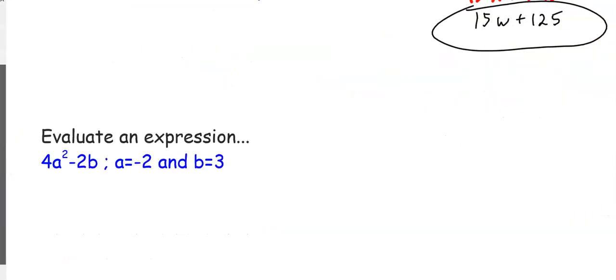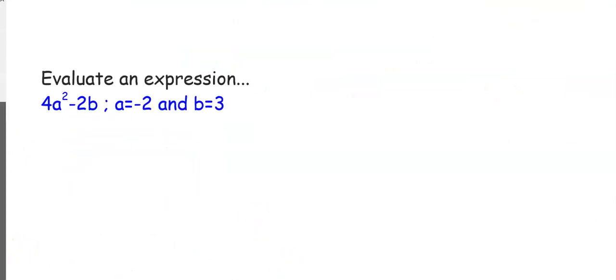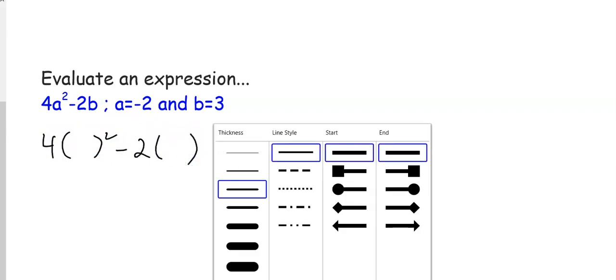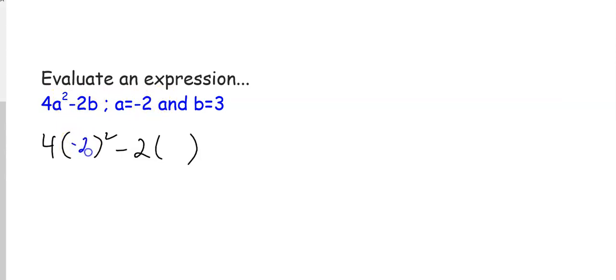And sometimes we have to evaluate expressions. So let's try to evaluate that. It's really important when you do this that you substitute in with parentheses. Here's what I mean. So 4 times a squared minus 2 times b. I would highly recommend using parentheses. When you plug in a value of -2 for a, I'm going to put -2 in the parentheses. I'm going to plug in 3 in the parentheses.